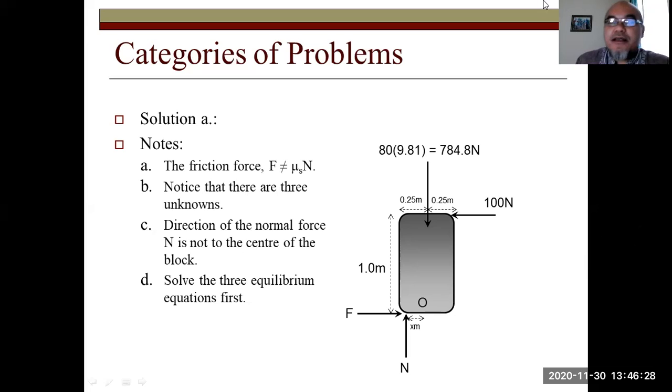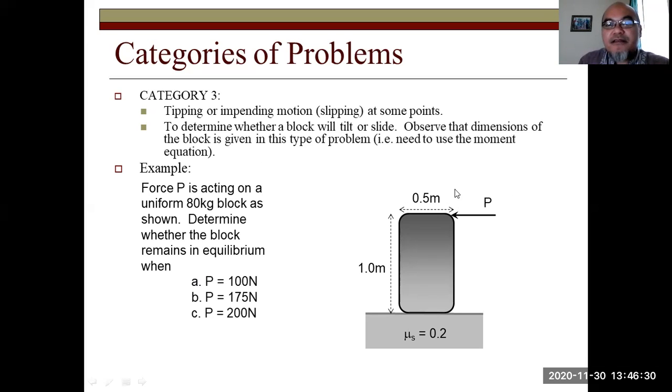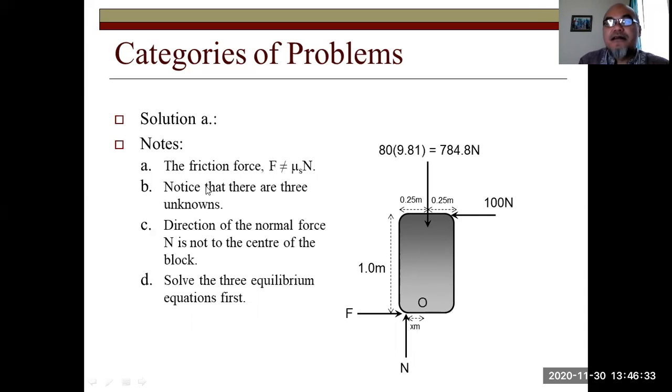Okay. So here, what is the weight? The mass is 80 kilogram. So the weight is 80 times 9.81 equals 784.8 Newton. And we assume a uniform density of mass. Yeah, so it is exactly at the middle of this mass pointing downward. Now, it is being pushed to the left by this 100 Newton force. So the friction force should go to the right.